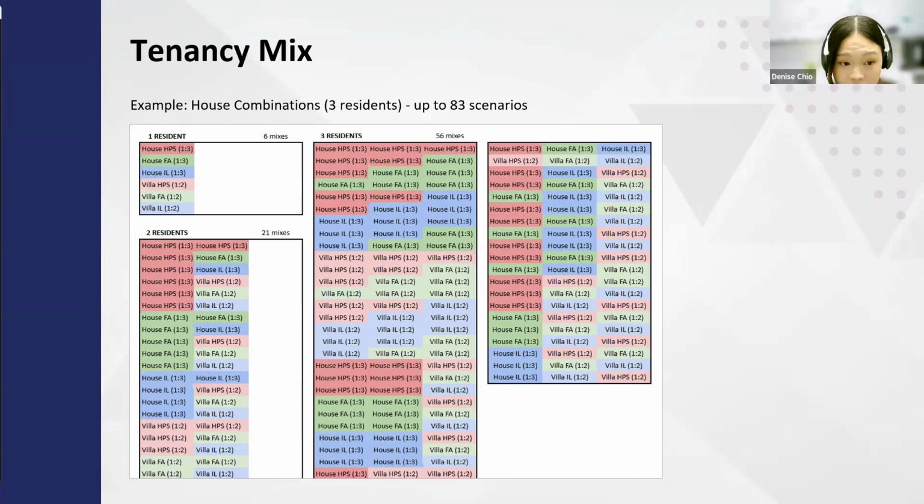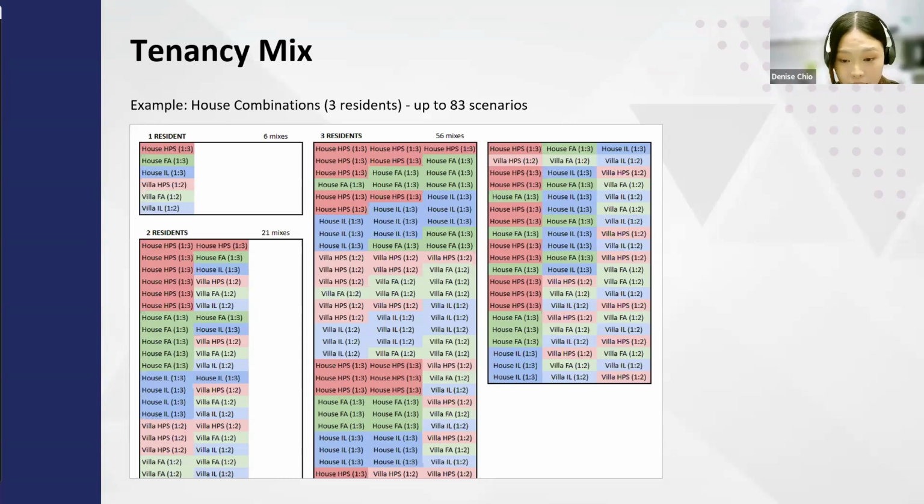Yeah, so there are 6 mixes, 6 scenarios for 1 resident, which includes a house HPS 1, 2, 3 funding, house FA 1, 2, 3, since this is a 3-resident enrolled house. Does that make sense? Yeah, so as shown in the image, we also consider the possibility of having participants under a Villa 1 to 2 SDA funding, factoring in the lesser of rule that Minh mentioned before.